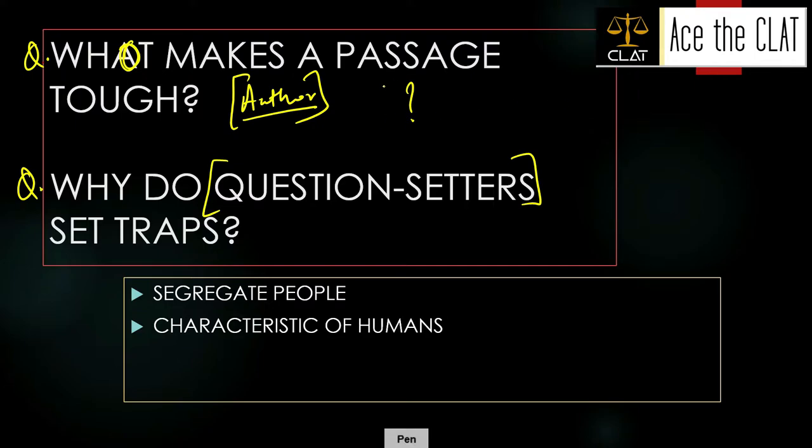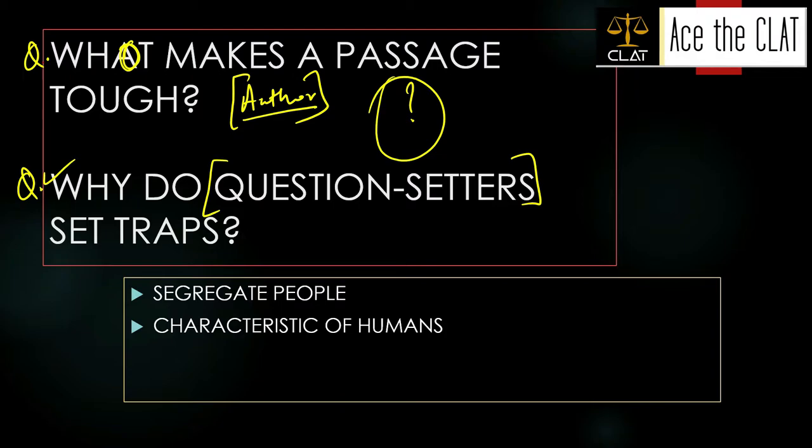He or she gives you the context before writing anything of that sort. It is certainly the question setters who set traps. All right. And so the next question is, why do they set traps? So there are two main reasons, and those two are pretty obvious.